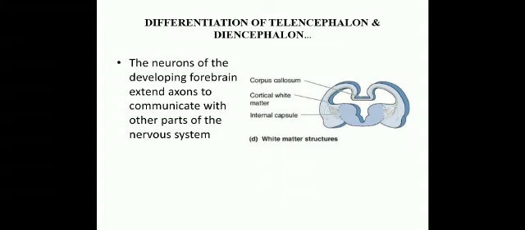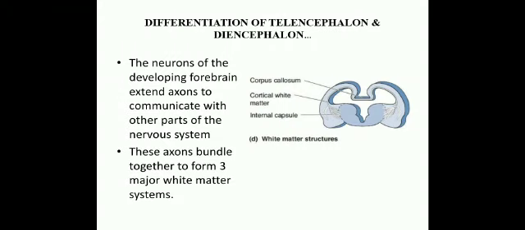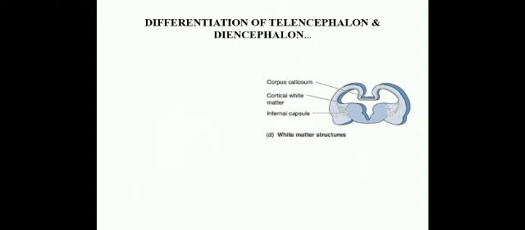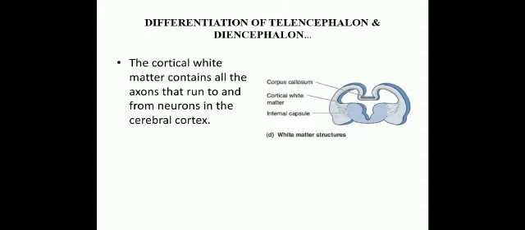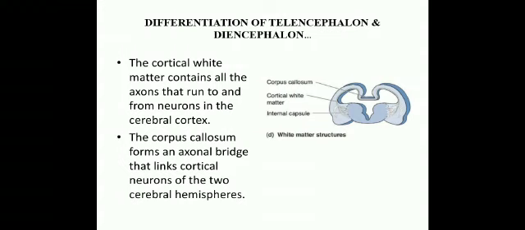The neurons of the developing forebrain extend axons to communicate with other parts of the nervous system. These axons bundle together to form three major white matter systems. The cortical white matter contains all the axons that run to and from the neurons in the cerebral cortex. The corpus callosum forms an axonal bridge that links the cortical neurons of the two cerebral hemispheres. Here you can observe the corpus callosum bridging the two cerebral hemispheres.